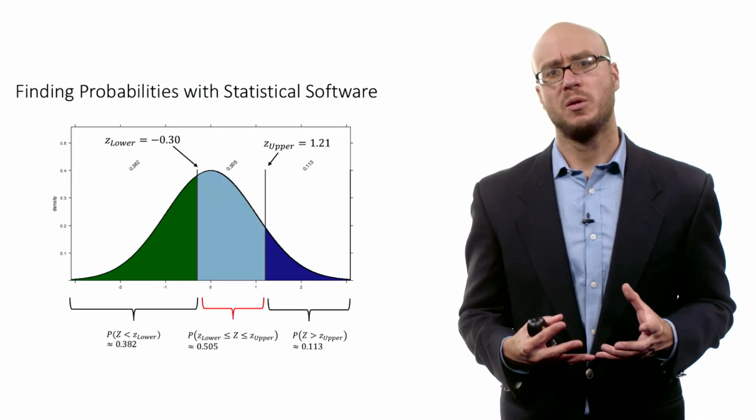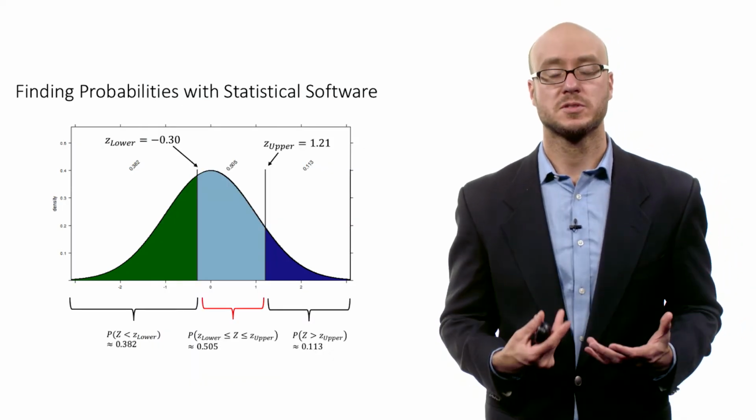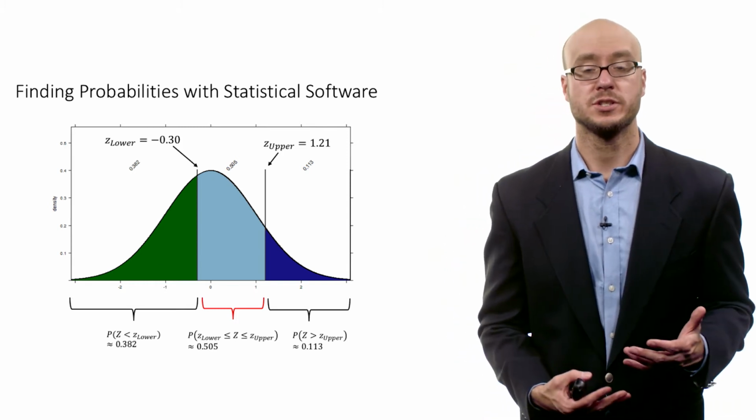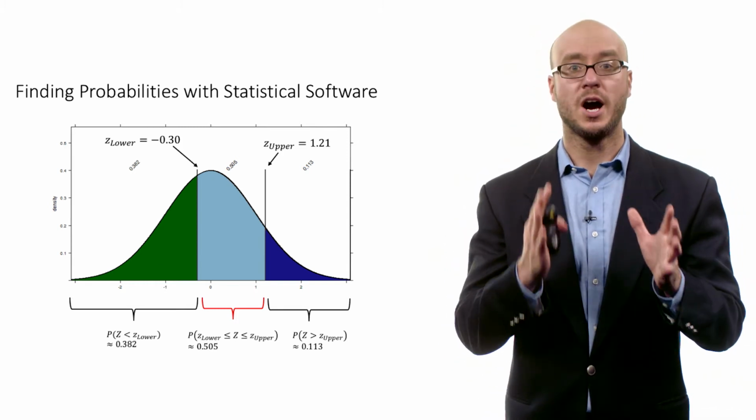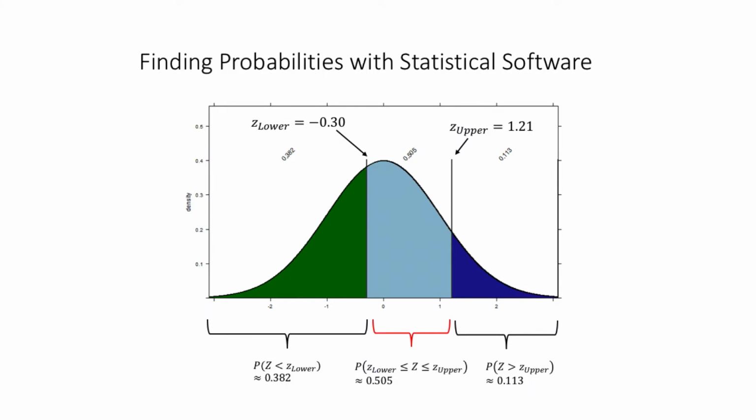We can find these probabilities very easily using statistical software with a visualization. Based on these two cutoff values, we can chunk the standard normal distribution into three segments, and we can find the probability very easily. The probability of a z-score between negative 0.3 and 1.21 is just given by that middle area, the probability for that area in the middle part of the curve.